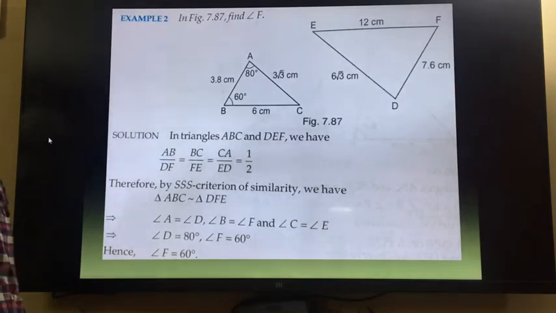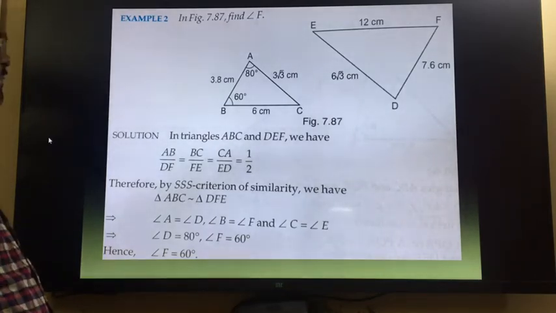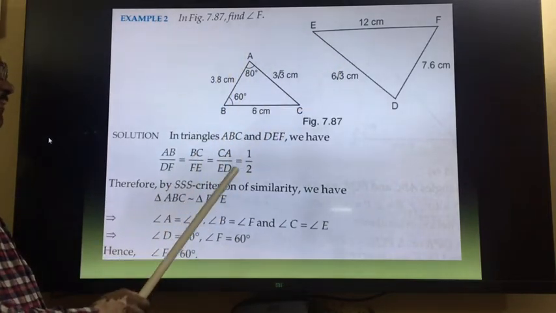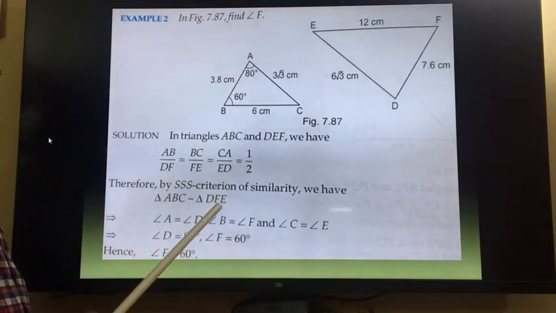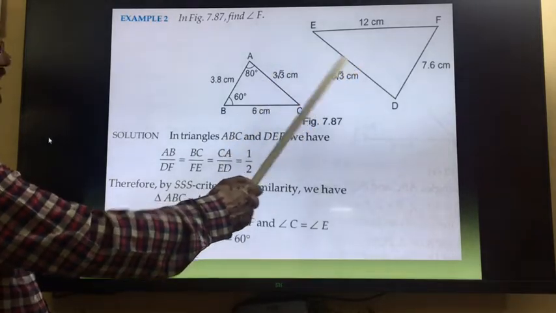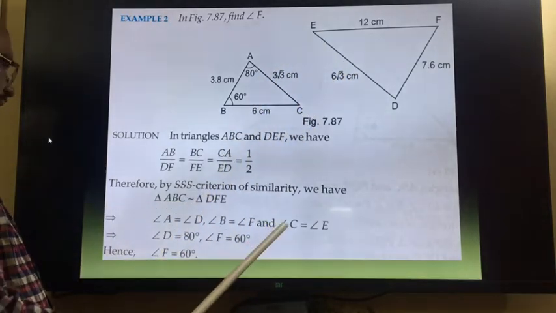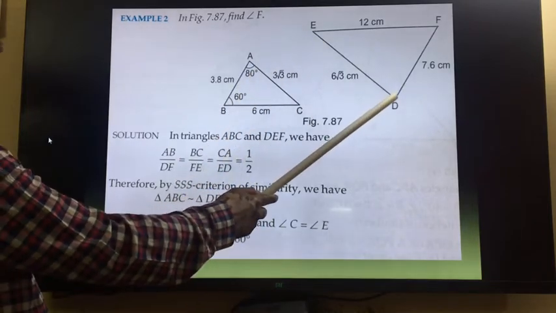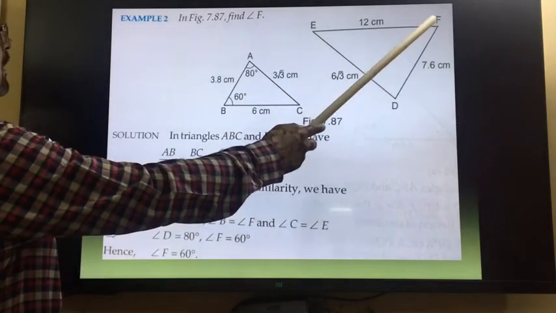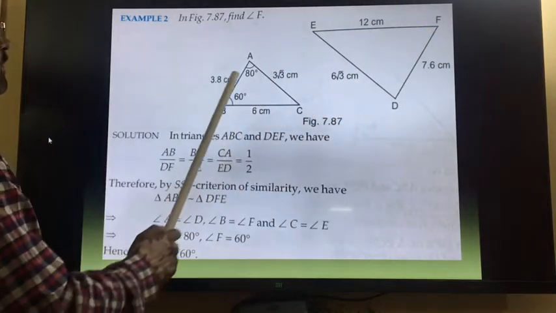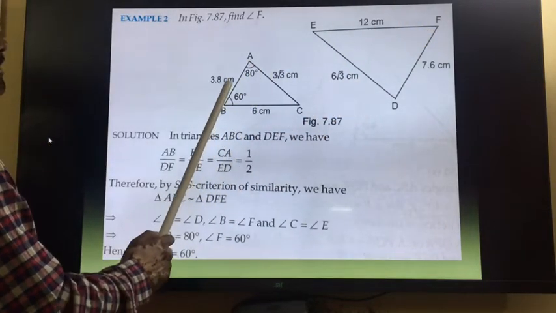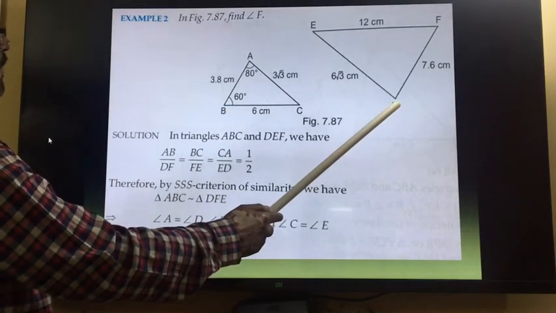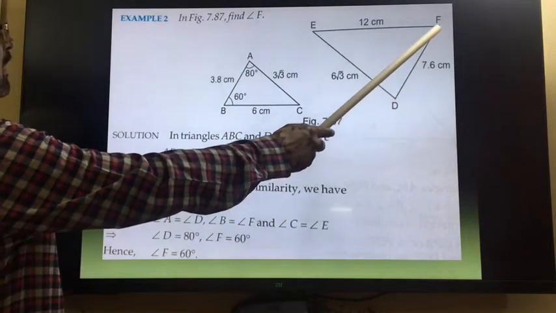So it was a very easy question. First we will check the ratio of the sides. If it is the same, then we will say triangles are similar. So if these two triangles are similar, then we will say their corresponding angles will be equal. So angle at A will be equal to angle at D, angle at B will be equal to angle at F. Because after A we are going to B, so in this case, from D we will go to F.